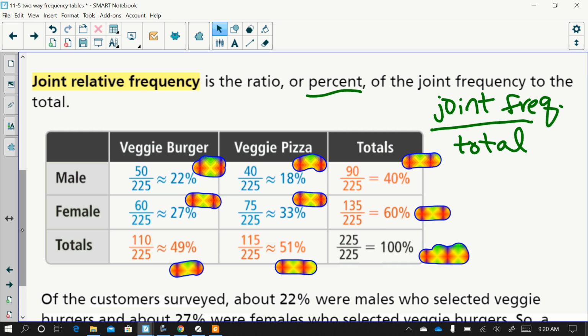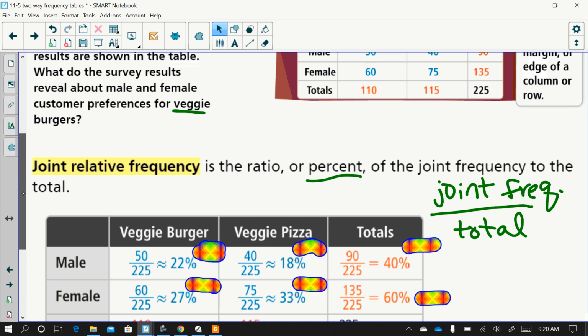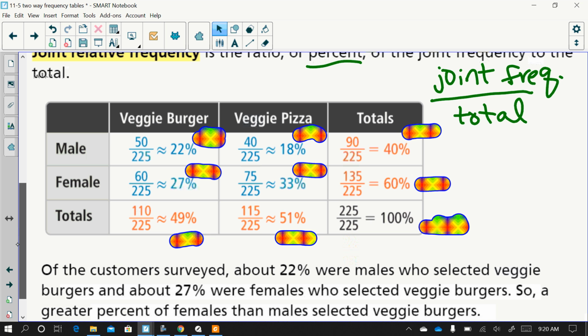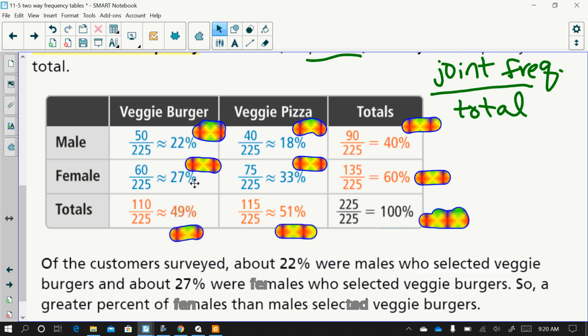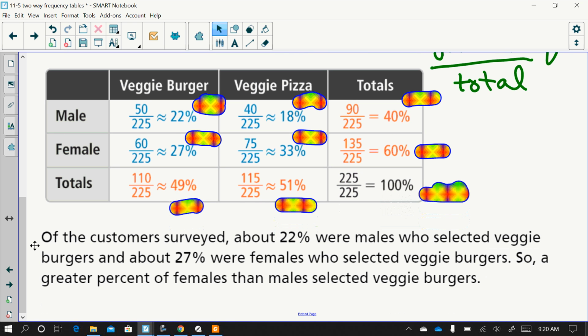Okay. So we care about the veggie burgers. So I'm looking at the veggie burger here. Of the customers surveyed, about 22% were males who selected veggie burgers. Okay, I'm only caring about this column. And 27% were females. So a greater percent of females than males selected veggie burgers. Okay, because 27 is greater than 22.